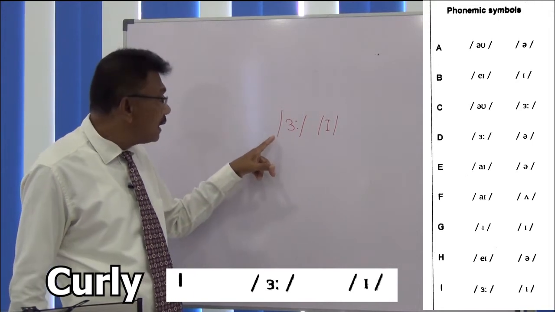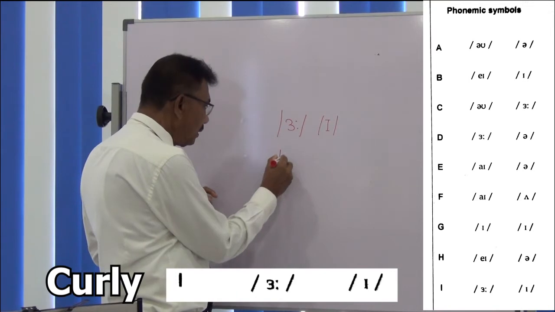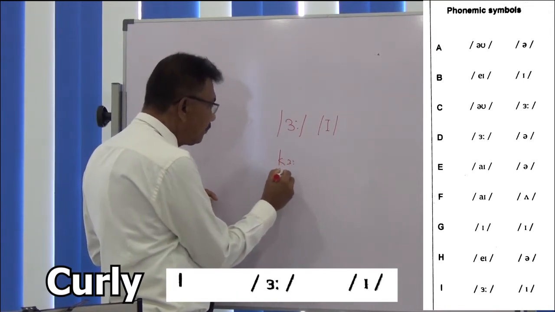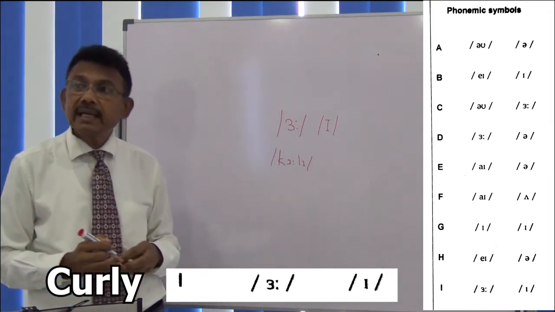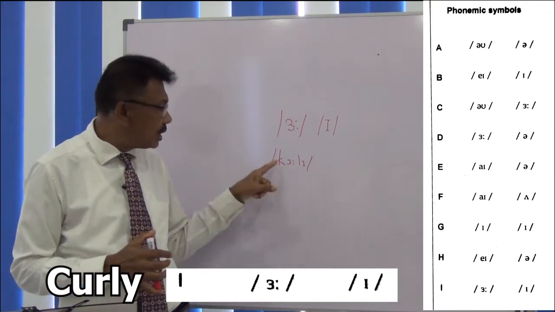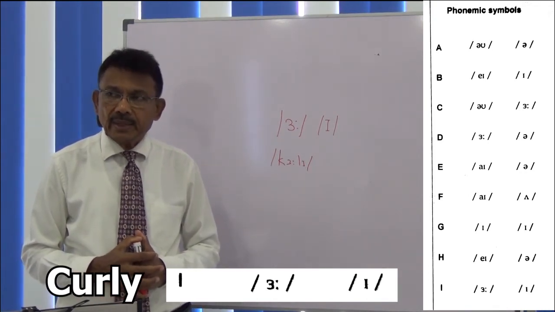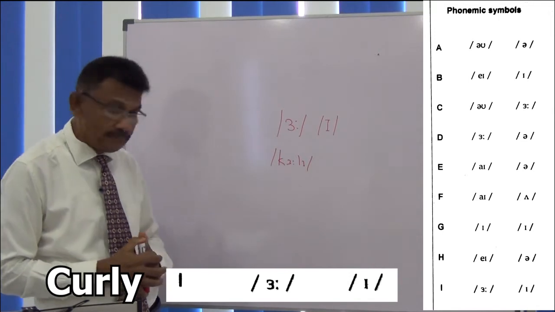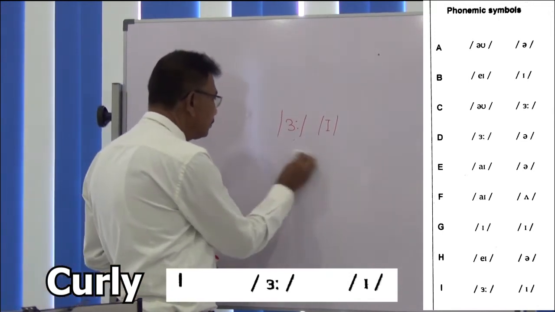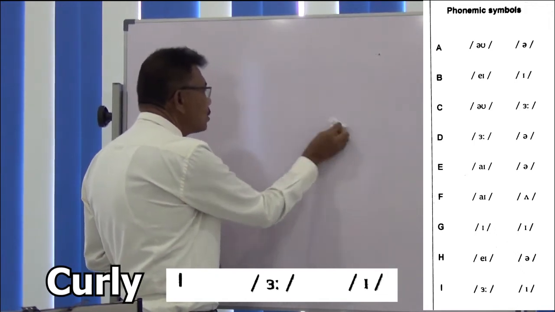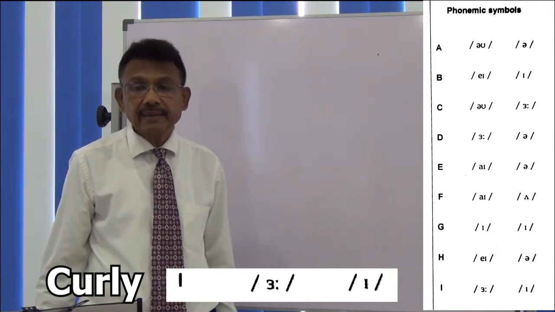So this is curly. How do you write curly? K, L, E. This is how curly is written. If you check with the dictionary, you will see it like this, and you can check with the phonemic chart as well. So that is curly. So the answer to question number 22 is I.